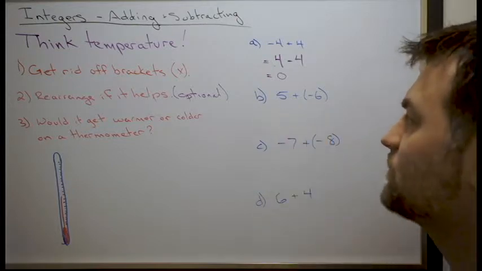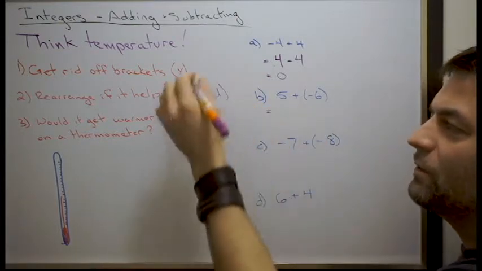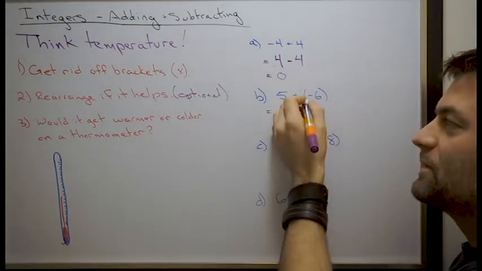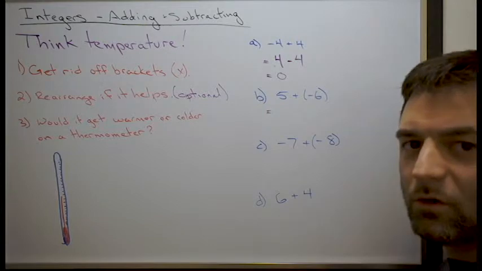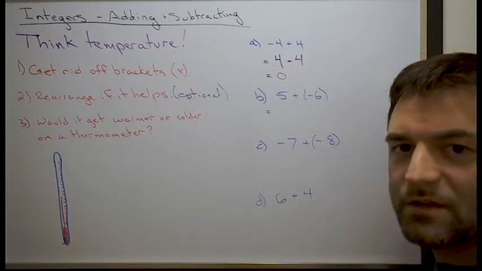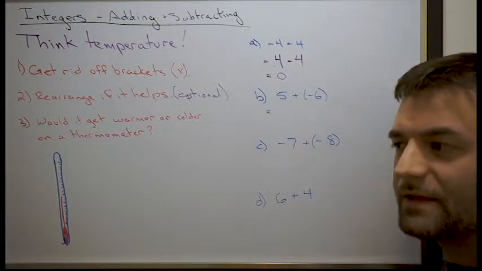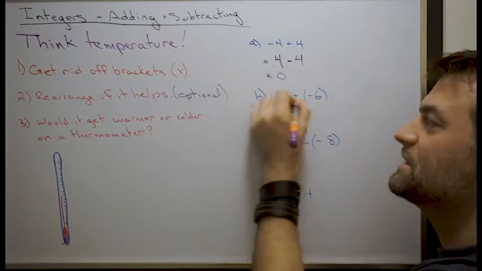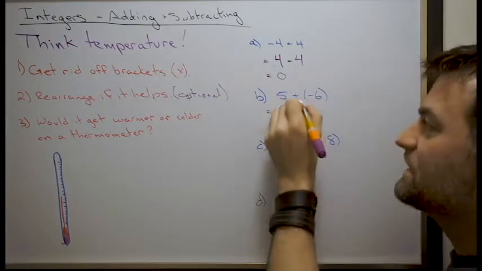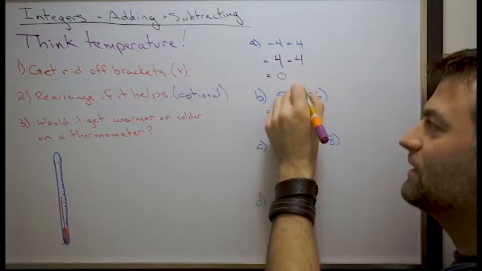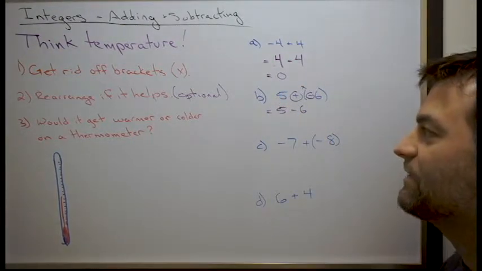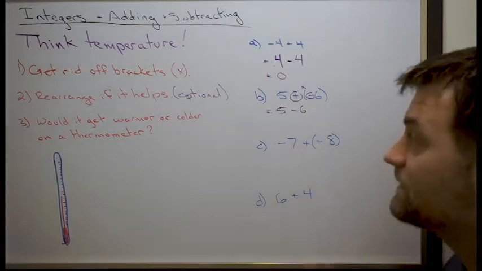So if you take a look at the next one, we have to get rid of brackets in this one. What does the bracket mean there? Well, that means multiplying. So going back to our multiplying lesson, we said that when the signs are different, the answer is negative. So this is the same as 5 minus 6. The signs here are different in the multiplication, so it's a negative. So 5 minus 6.